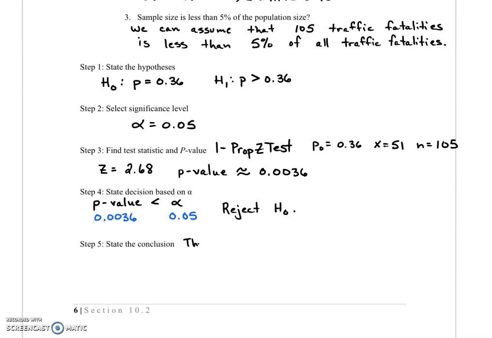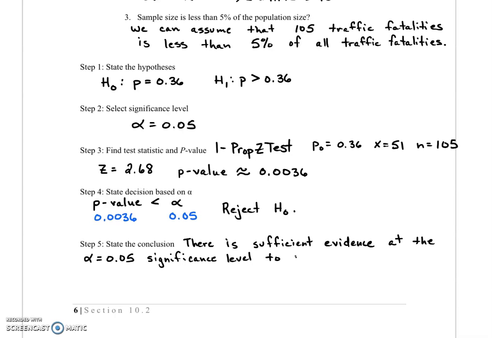So to state our conclusion, there is sufficient evidence at the alpha equals 0.05 significance level to conclude that Hawaii has a higher proportion of traffic fatalities involving a positive BAC than the US.